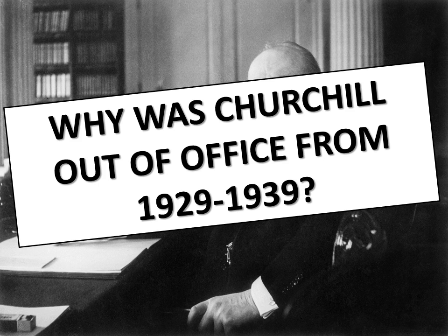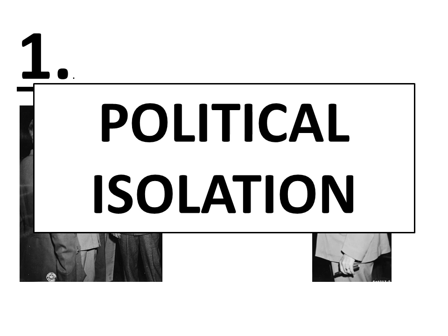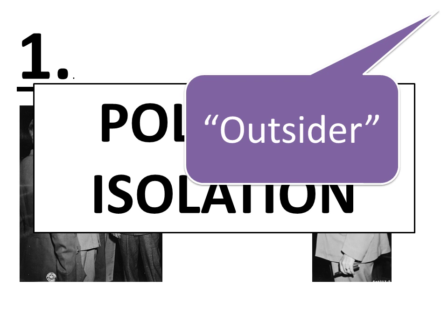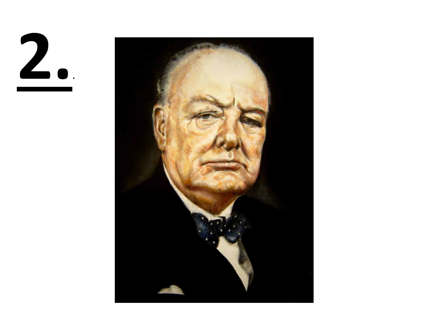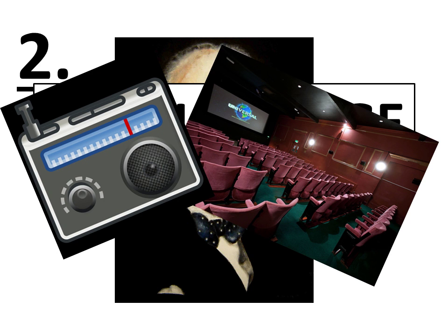The question that needs to be answered in this topic is why Churchill was out of office from 1929 to 1939. The overarching reason for this can be explained by three factors. The first is Churchill's political isolation, far removed from moderate conservative opinion and increasingly viewed as an outsider and eccentric. The second is his public image. Seen as old-fashioned in his rhetoric, as it was an age of radio and cinema, he seemed representative of a long-gone imperial age. And the third is circumstance.